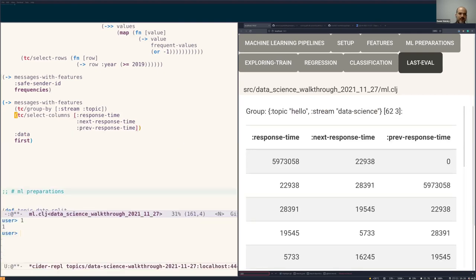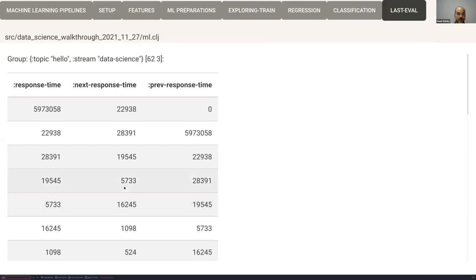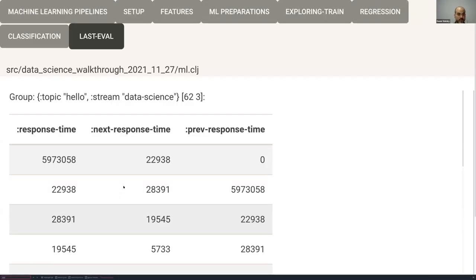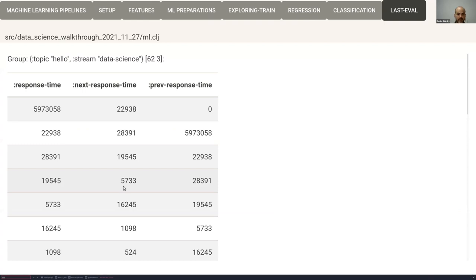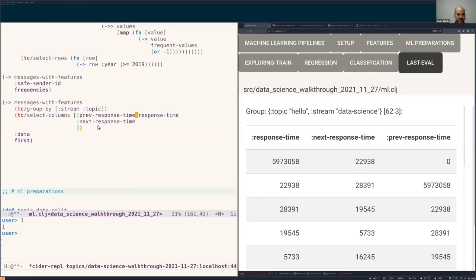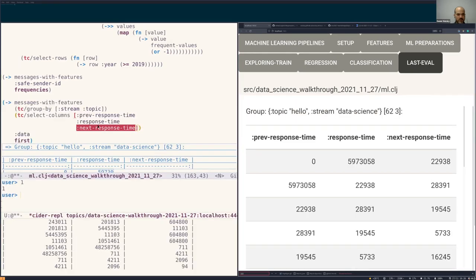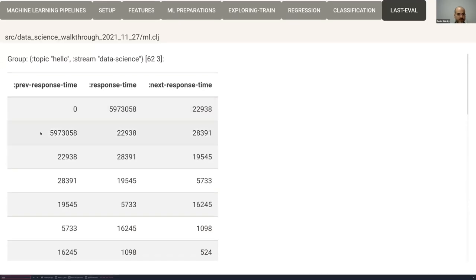And you see, it is nice. Tablecloth allows us to do data transformations inside the groups. And by default, it acts inside the groups, which are those sub data sets. So here we have these three columns. And you see, they are shifts of each other. Maybe we will reorganize it so that it is easier to see. So the previous response time is the previous value of the response time. And the next response time is the next value of the response time. Is it okay?